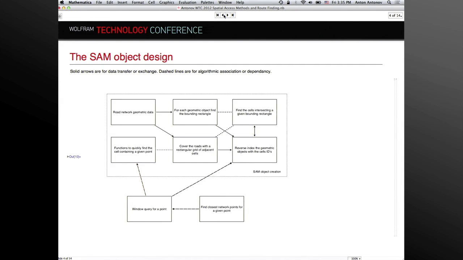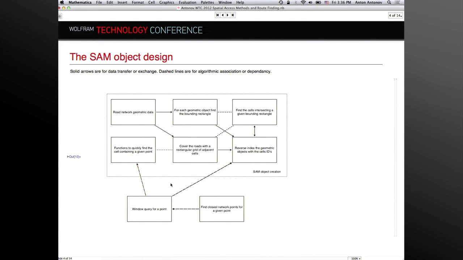So after I take the road network data, I do a procedure where I need to do some sort of reverse indexing. I need to be able to access very quickly the geometric objects in that road network. And in order to do that, I'm going to explain how this is happening. I need to do some reverse indexing, introduce some basis functions, and so forth.